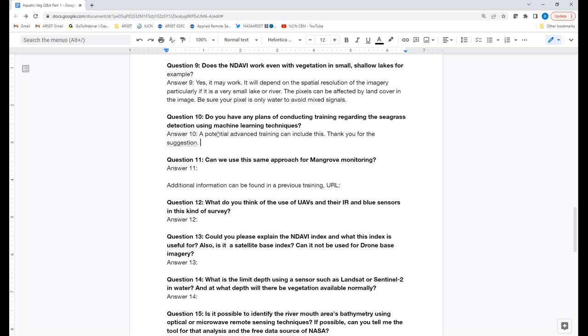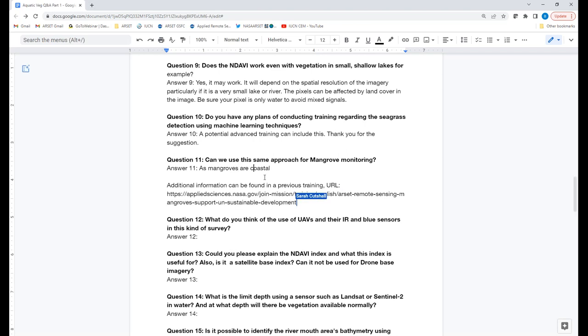Okay, can we use this same approach for mangrove monitoring? Mangroves are coastal species, so it's a bit easier because obviously they're not submerged, at least the leaves and branches to most extent. So you can use it for mangroves. A lot of people use typical indices like NDVI and others to have an idea on the condition and the health of the mangroves.